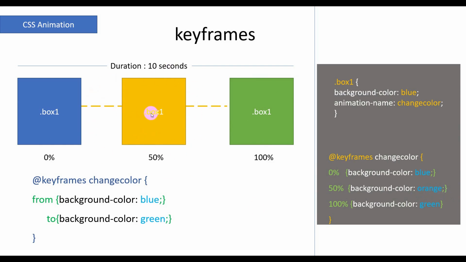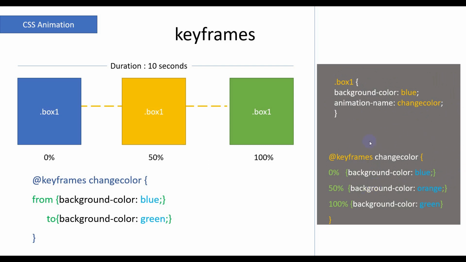Okay, so after we have created the animation name, we can also refer to the animation with that name. So change color is the animation name that we created. So here for this box, for the element, if we want to provide the animation to this element, then we have to add this property of animation name. And then we have to reference the name, which is going to be this name because we want this animation.